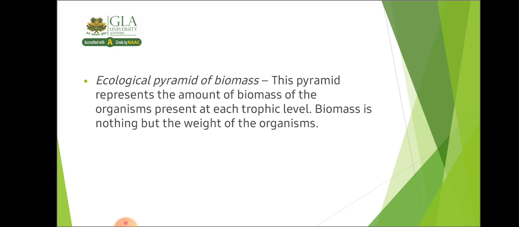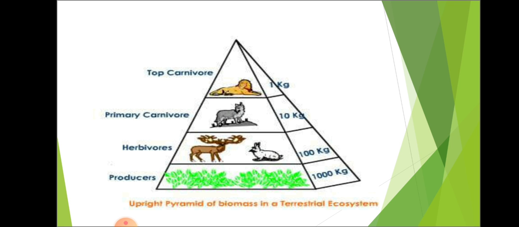It is drawn with the producers at the base and the top carnivores at the top. Pyramid of biomass is generally ascertained by gathering all organisms occupying each trophic level separately and measuring their dry weight. Let's have a look over this figure. Each trophic level has a certain mass of living material at a particular time called standing crop, which is measured as the mass of living organisms.